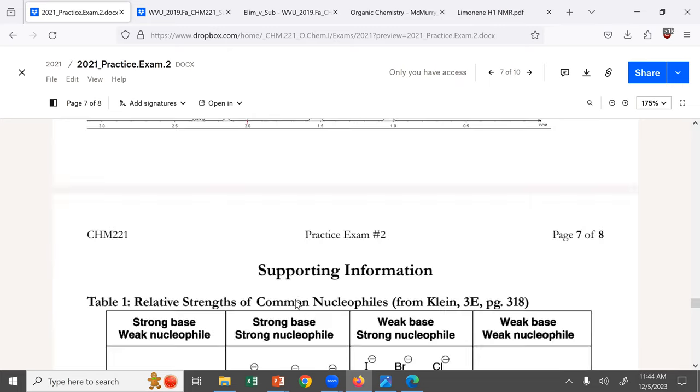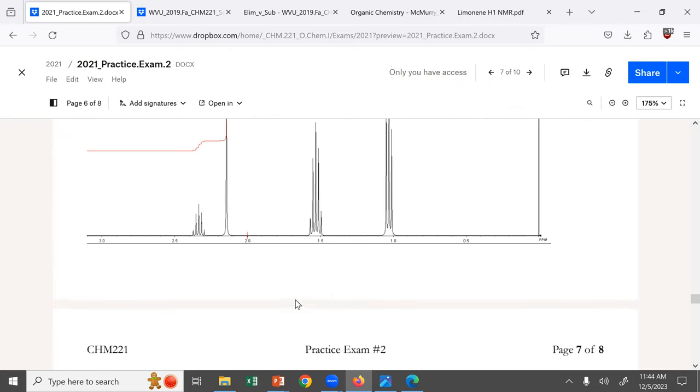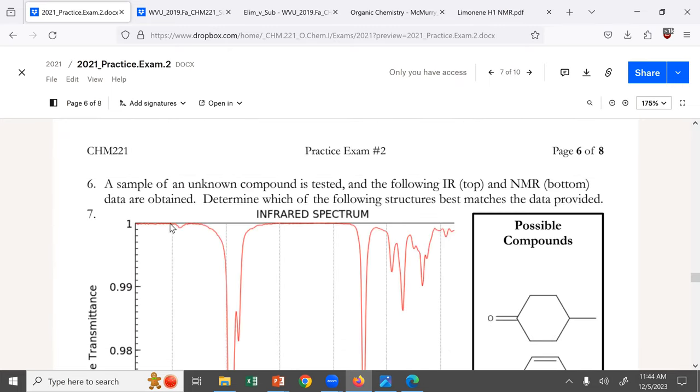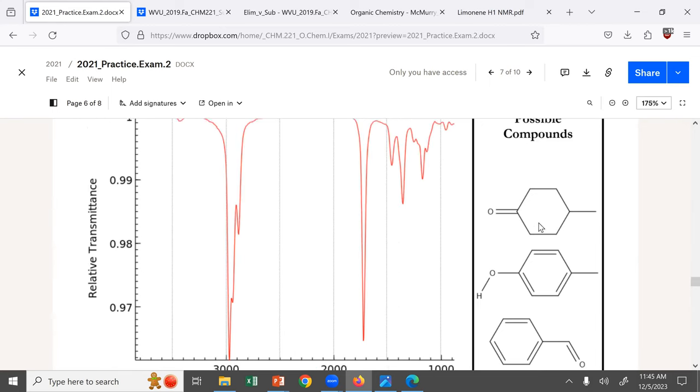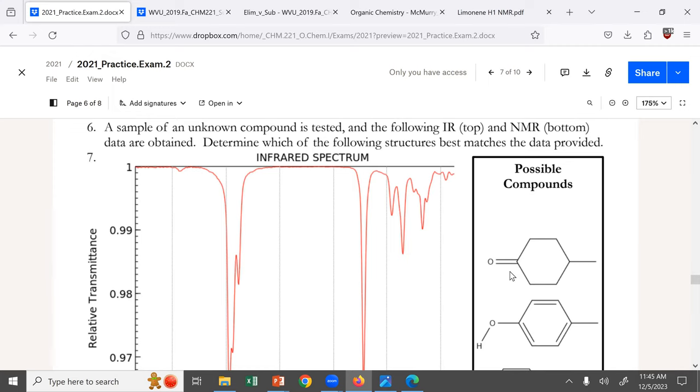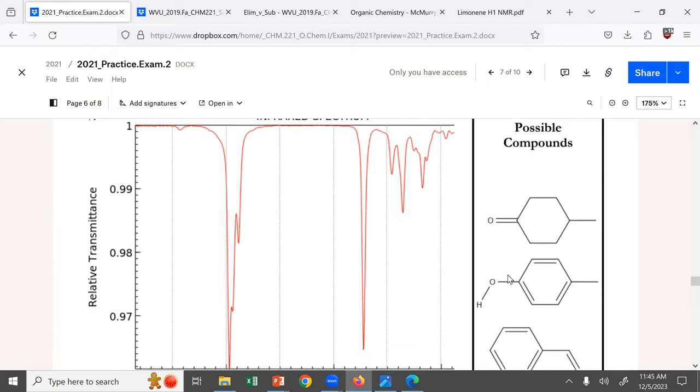And then the wild card portion is going to be, here's an IR and here's an NMR. Which of these compounds is it? So kind of like what you're doing, except I'm giving you your possibilities instead of making you come up with them from the molecular formula. Right?